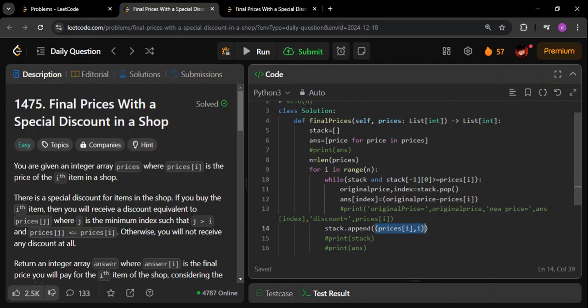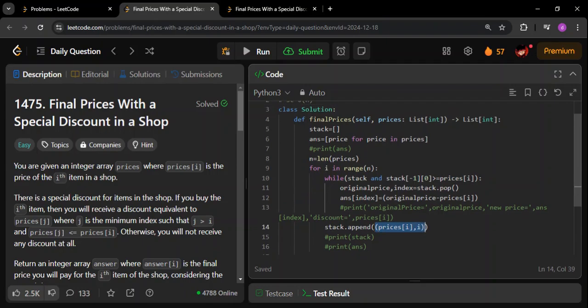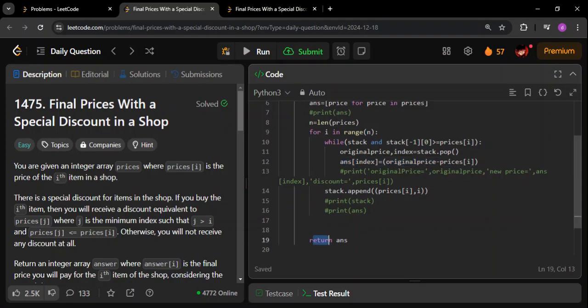Okay, that is prices of i comma i. Okay, i is the index. Remember that it will be inserted. And remember one part, remember answer and see, when we are at this point in the code, this and this are exactly the same. All are having the same values. For that reason, only the ones which are having a discount will be changed, otherwise it will remain as it is. Remember that part. So once we are coming out of the while loop, we are writing the answer.